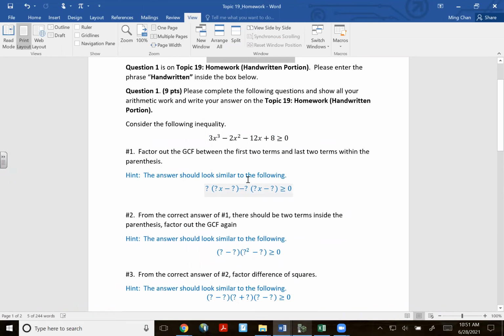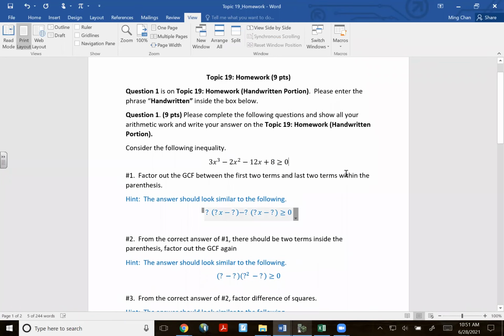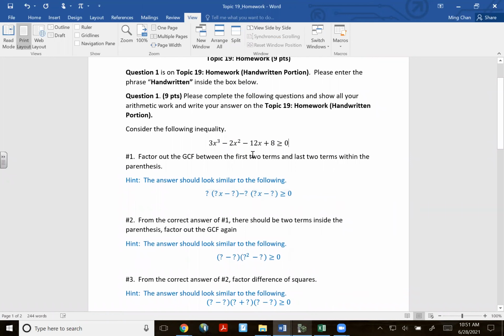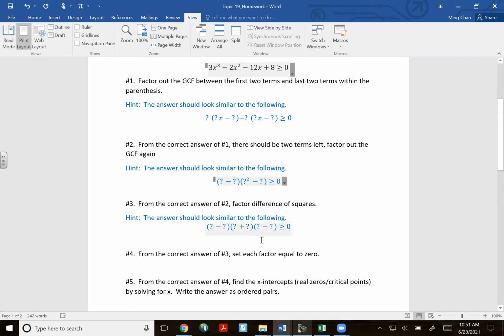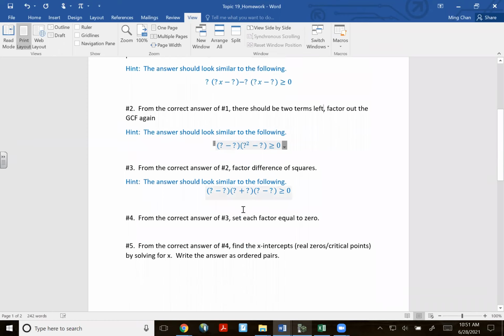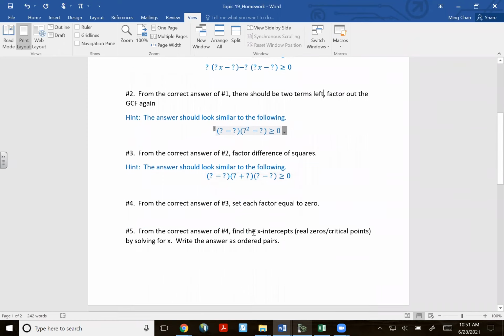All right, question 1 is on the handwritten portion. What I want you to do first is factor out the greatest common factor between the first two and the last two terms. Number 2, there should be 2 terms left. Once you factor the greatest common factor between the first and last two terms, there should be two terms left. Factor the greatest common factor again, and then factor the difference of squares, just like I showed you earlier. And then set each factor equal to 0.